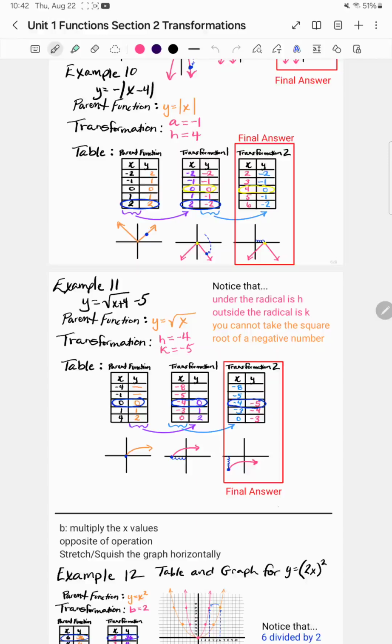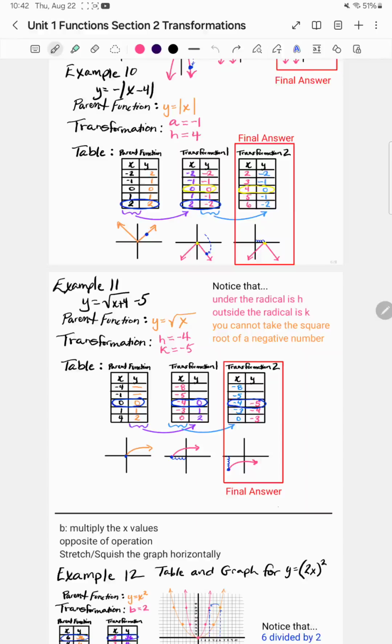The first transformation is h, so that tells me my x's are going to change. I'm going to copy over these same numbers for the y values. So 0, 1, and 2 get transferred, and each x value is going to get subtracted by 4. -4 minus 4 is -8. -1 minus 4 is -5, and so on. So we're going to notice our vertex, it used to be here, but now we're going to go back 4 spaces to the left.